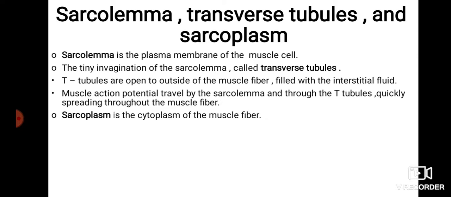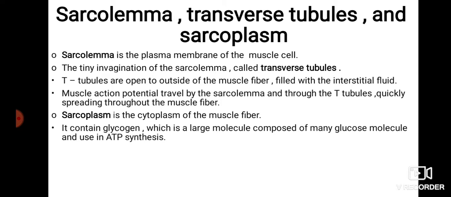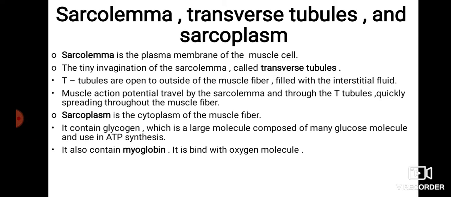so sarcoplasm is the cytoplasm of the muscle fibers, and this cytoplasm contains glycogen, and glycogen is a large molecule composed of many glucose molecules, and this glycogen is used in ATP synthesis. And also the cytoplasm of the muscle fiber contains myoglobin. This myoglobin combines with oxygen molecules.